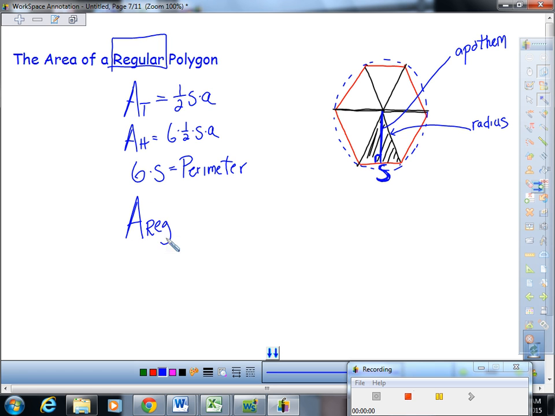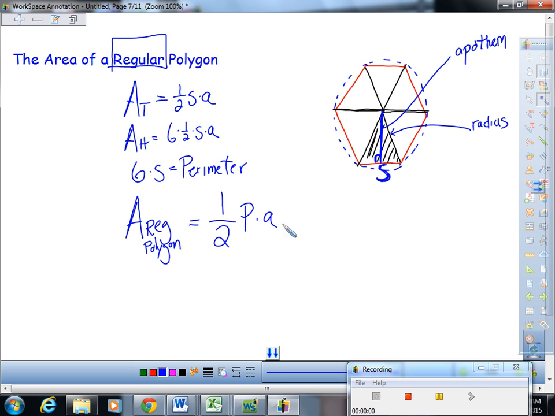Okay, so by this train of thought, you're going to see this formula written as this: the area of a regular polygon is equal to 1/2 times the perimeter times the apothem. Okay? Is that right? Let's see. 1/2 base times height times 6. 6s is the perimeter. 1/2. Yep, that's right. You might be alarmed and be like, are you serious?